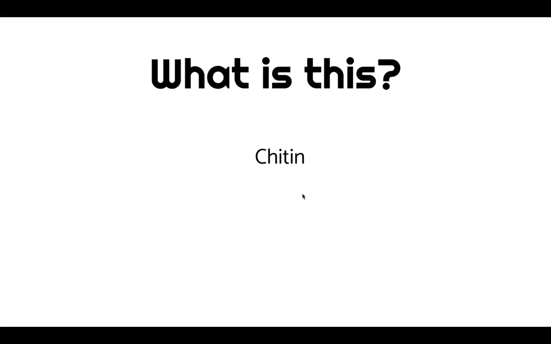What is this? Chitin. Chitin is a special polysaccharide, many sugars, so it's a carb, that makes up the exoskeleton in certain animals. What is this? Cellulose. O-S-E means sugar, which is a carbohydrate. This cellulose is the polysaccharide that makes up plant cell walls.